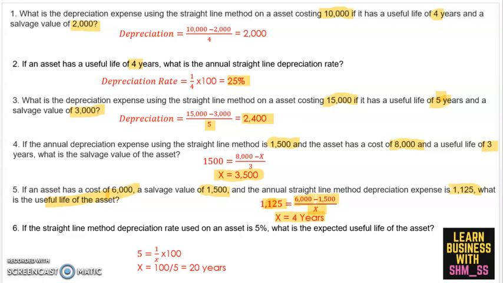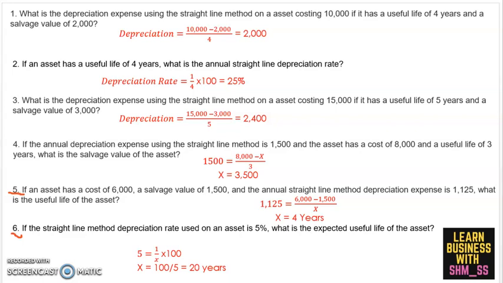Question number 6: if the straight line method depreciation rate used on an asset is 5%, what is the expected useful life of the asset? You can see that question number 5 and question number 6 are similar questions, but the equations that are used or the data that are given in these questions are different from each other.